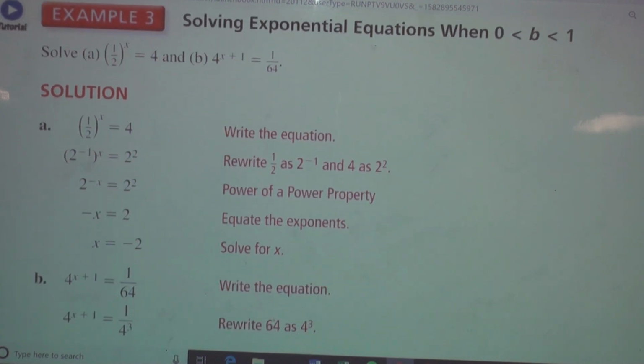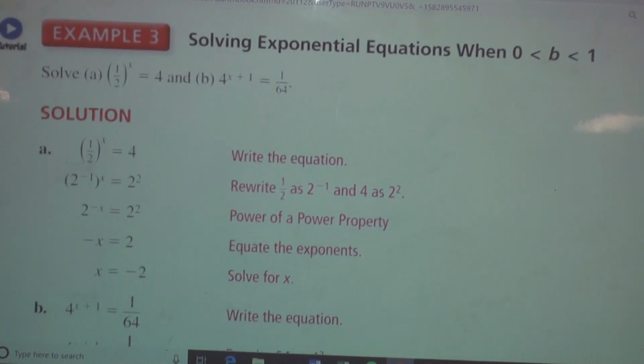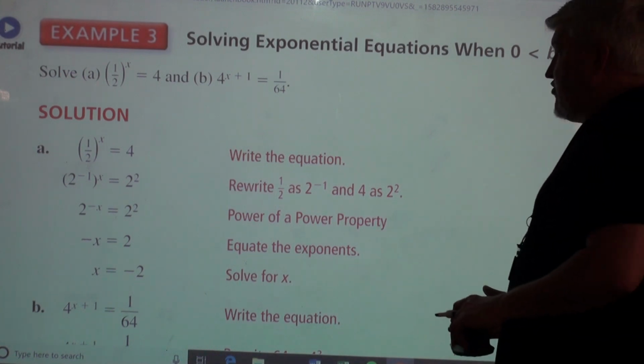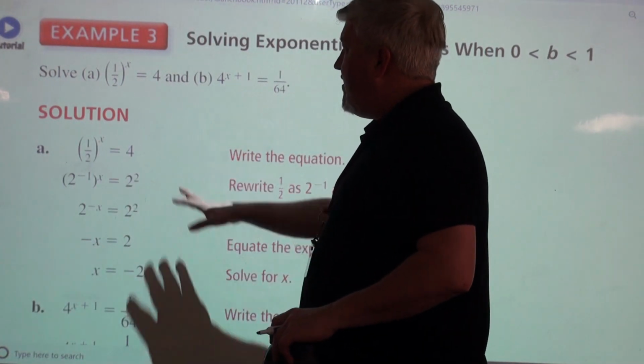So they wanted to make it just a little bit more complex when solving exponential equations when 0 is less than b is less than 1. Okay, when the base is a fraction is what they're saying. When your base is a fraction. So your first one, letter A, says (1/2) to the x equals 4.